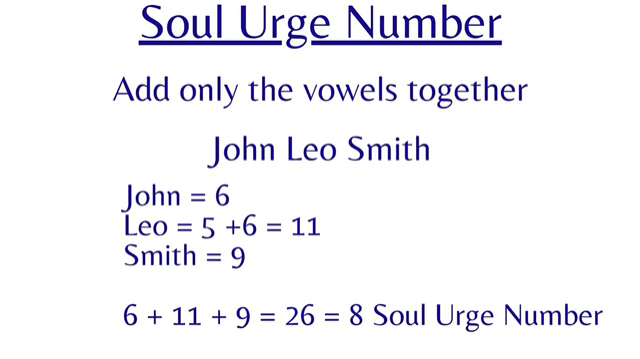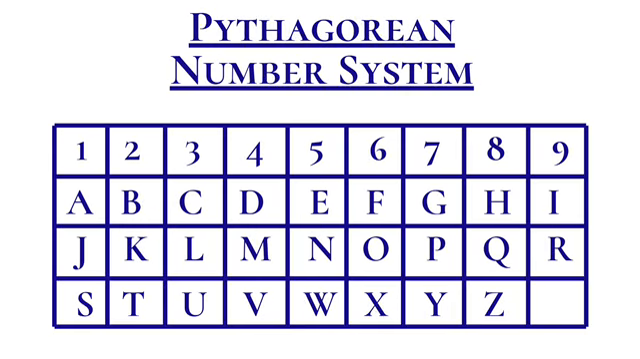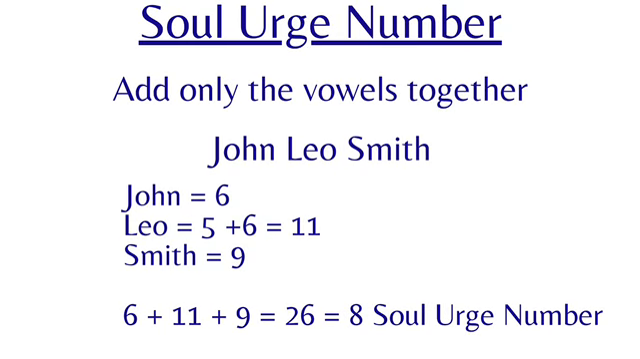And to calculate your soul urge number, you're going to use the Pythagorean number system again, and this time you're only going to find the corresponding numbers to only the vowels within the first, middle, and last name that was written on your birth certificate at the time of your birth.